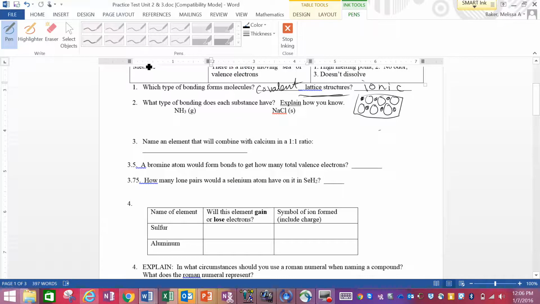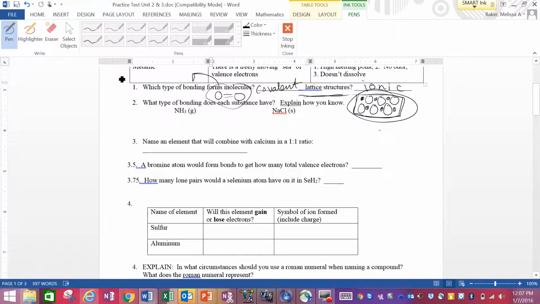Molecules, for example, oxygen gas. That's just two oxygens that are bonded together, and these are gas. They kind of fly free. These are atoms that are held more tightly together. Okay, not that these aren't held tightly together, there's just more of them in a big block. That's what a lattice is.